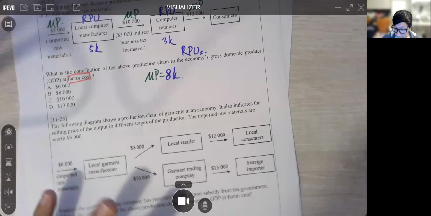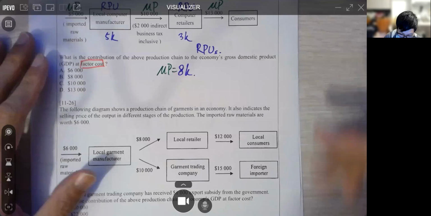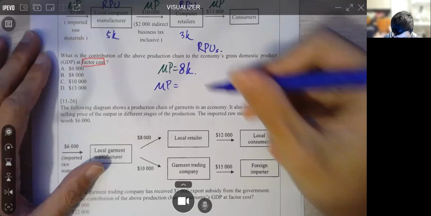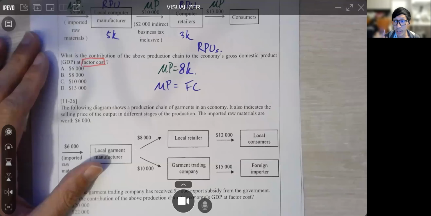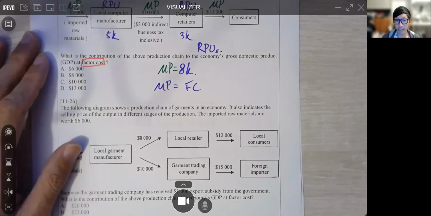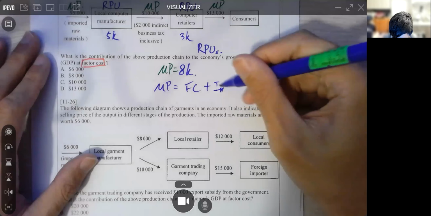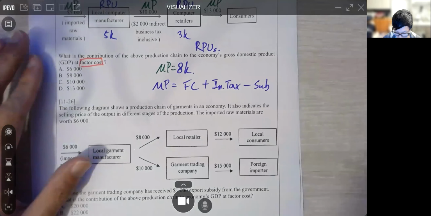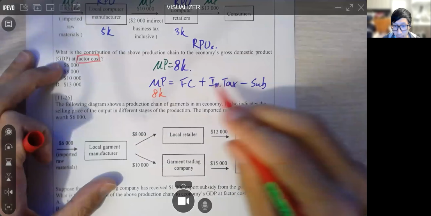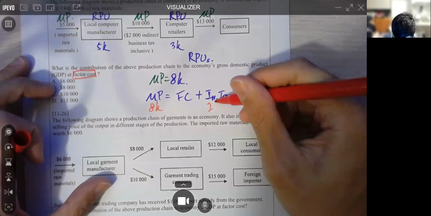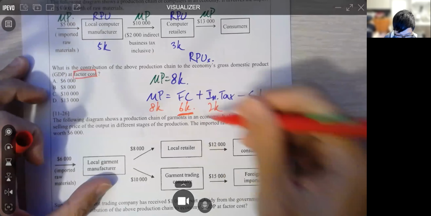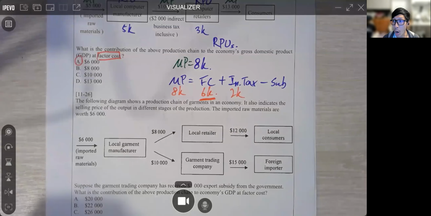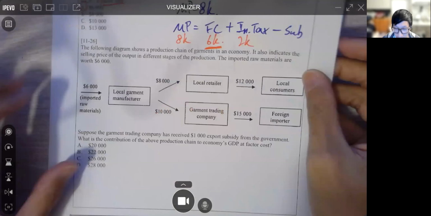That is not the end. If you remember several videos ago, I mentioned, right? Market price, you don't need to memorize, use logic to think. Factor cost, does indirect tax make things more expensive or cheaper? It's going to make it more expensive, right? So you add indirect tax minus subsidy, in which we do not have subsidy in this case. We know market price is 8K. We know indirect tax is 2K. Therefore, factor cost is 6K. This is the answer we want. A. Okay, oh, so that's how it's done. Okay, no need to overthink. No need to overthink.